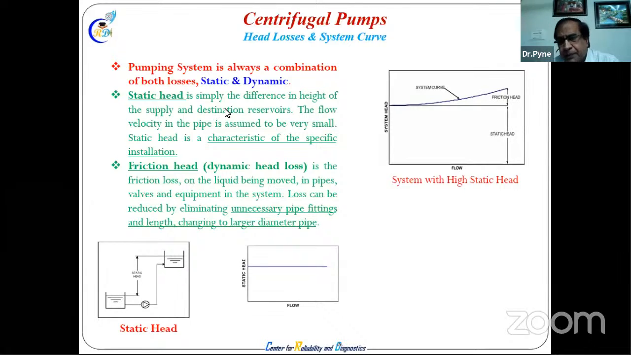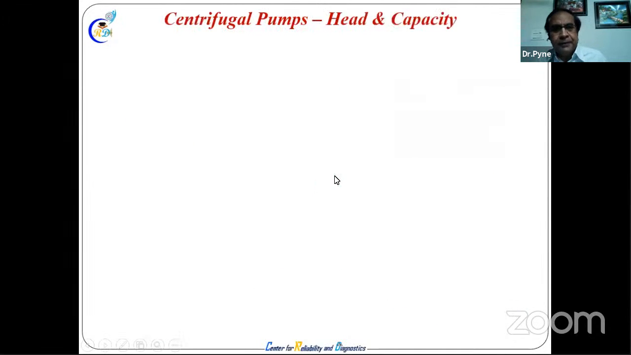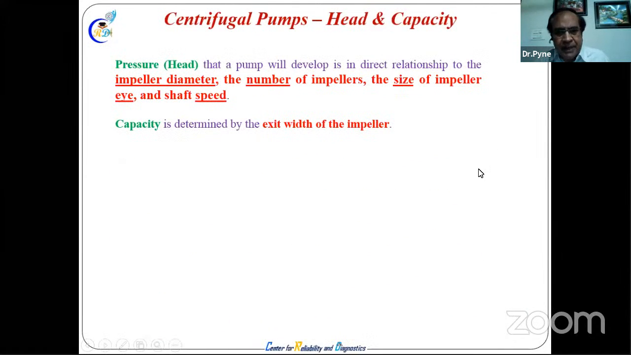As this is the system static head, how much height it is, and after that this is friction, dynamic head. Okay, so these are dynamic head. Here static head is very less, dynamic is more. The different way of encountering in energy savings, both. Okay, so head and capacity, pressure head.